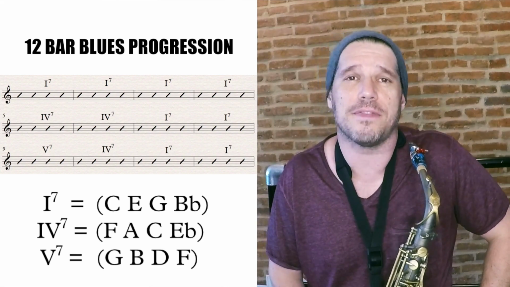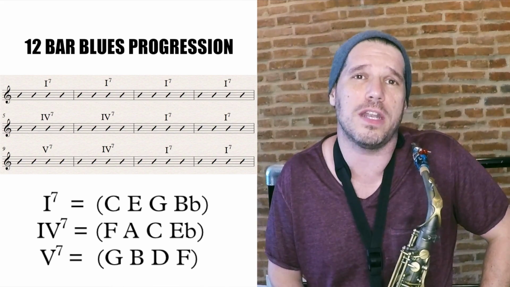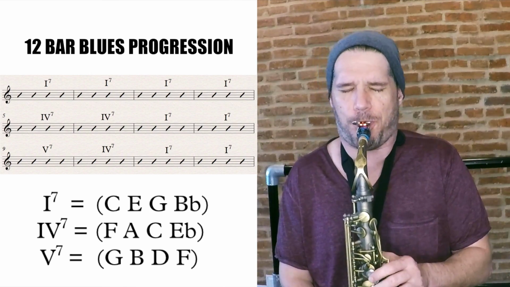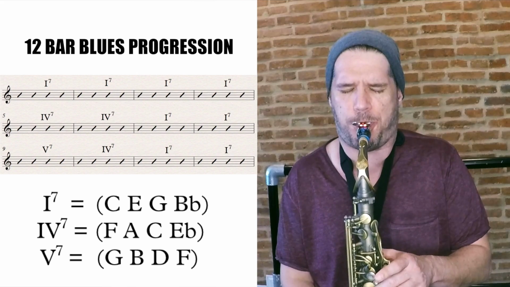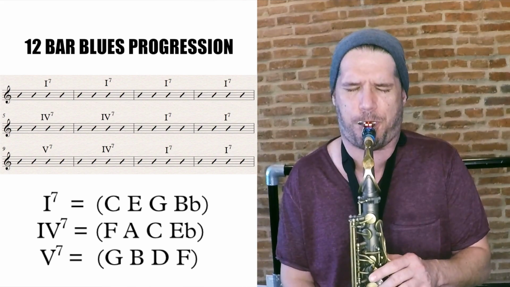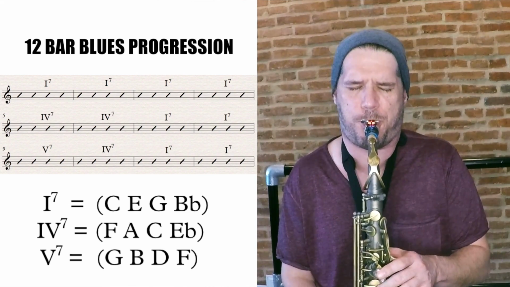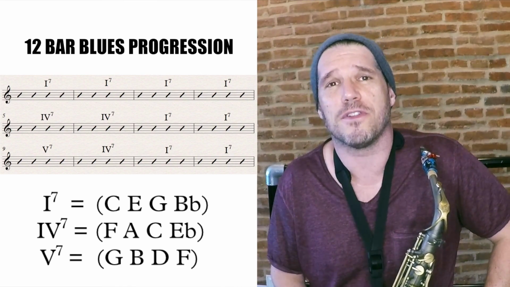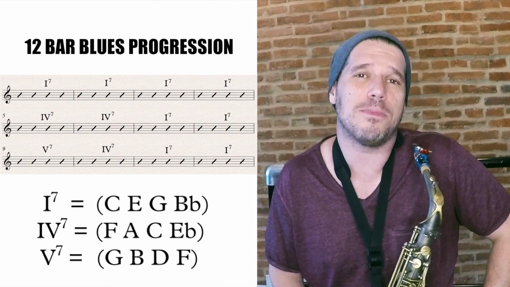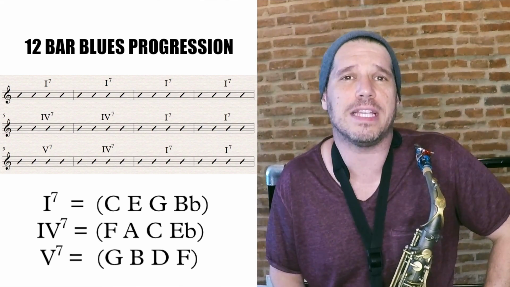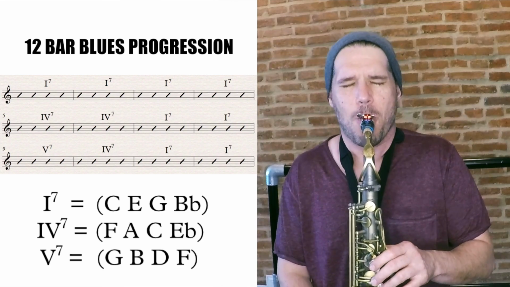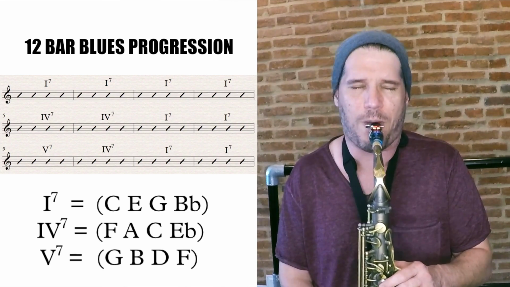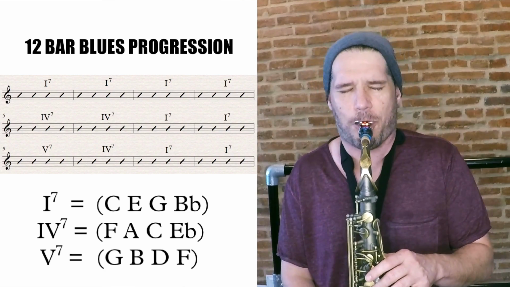So we have our 1-7. In the key of C, our 1 is C. So we have a C7 chord for 4 measures. Then we go to our 4-7 for 2 measures in the key of C. That would be F7. So that'd be F, A, C, and E flat. And then back to our C7.